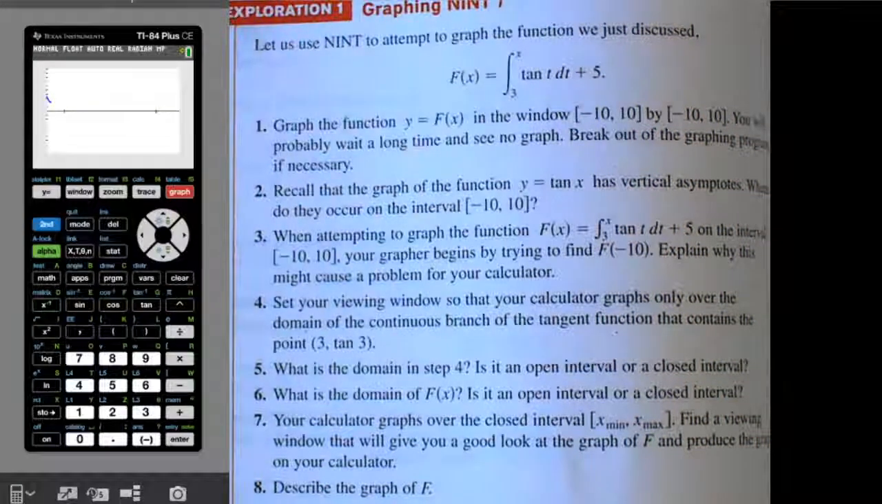Yeah, it's working. It's working awful slow, but it's still working. The thing that kind of stinks about graphing integrals like this is it will take forever, because what your calculator is doing is trying to do a Riemann sum for each individual point on the graph. It just takes some time. Go, go, go. Oh, there we go.